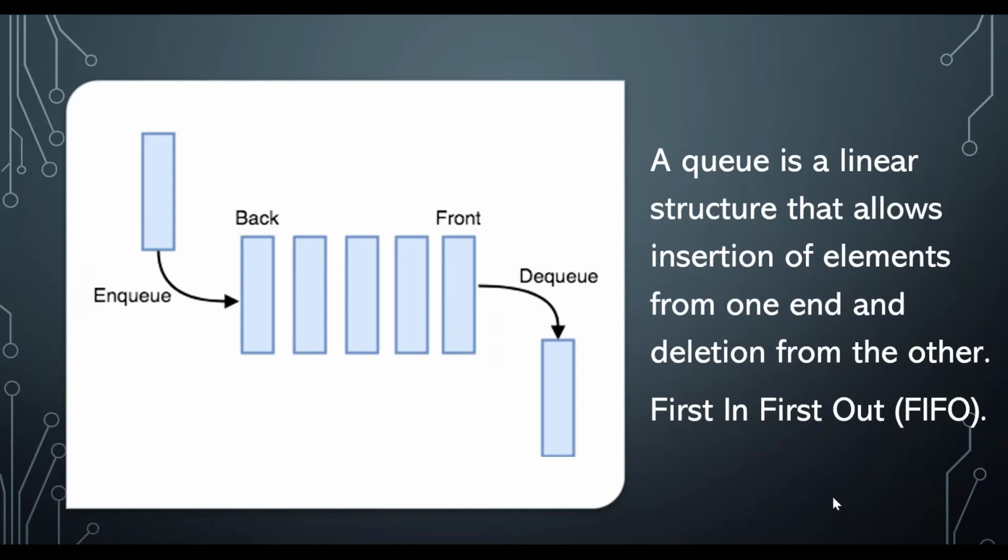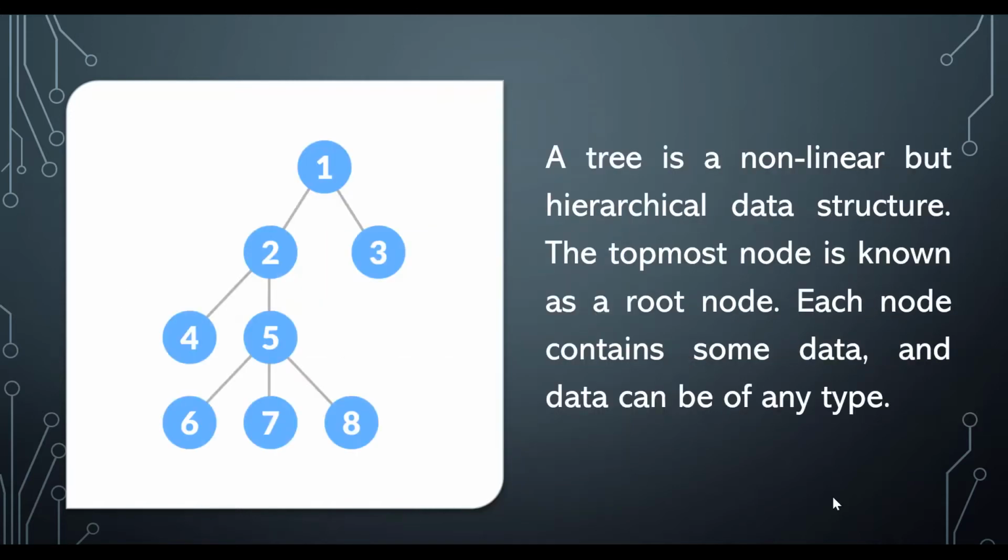We have also the queue, which is a linear structure like a stack, but the only difference here is that the first element that gets in is the first element that gets out. So it allows insertion of elements from one end and deletion from the other end. We have also trees, which are very useful and are applied in, for example, machine learning. You can apply binary trees in a lot of examples using classes and object-oriented programming.